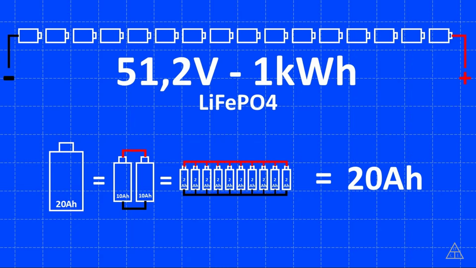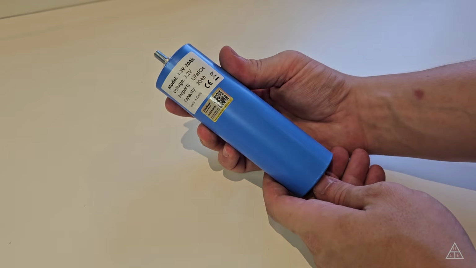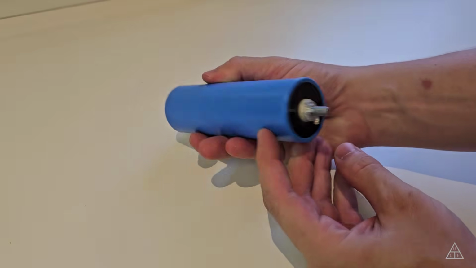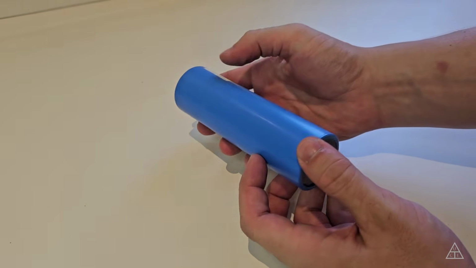Any one of these configurations will give us the 20 amp hour that we need. In my case, I decided to move forward with a single cell of 20 amp hour each. That way, I don't have a bunch of parallel connections to do, and the battery pack will be much simpler to build. So, just a recap.